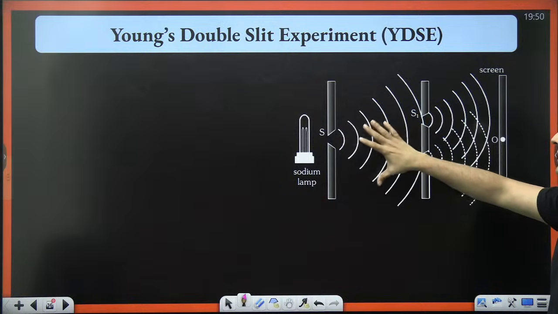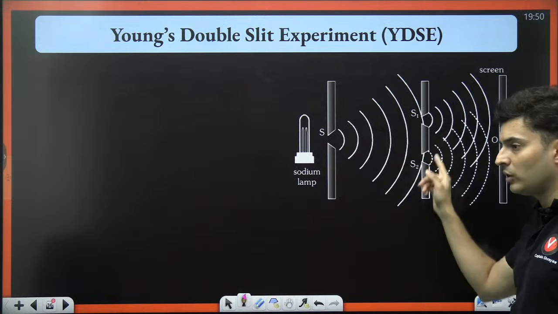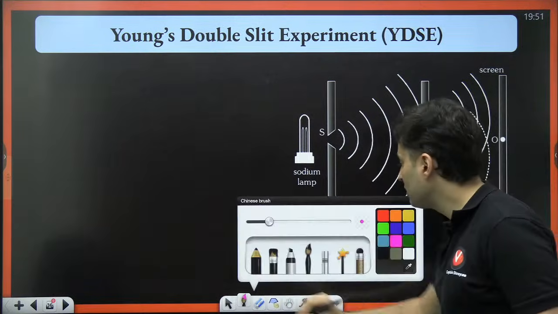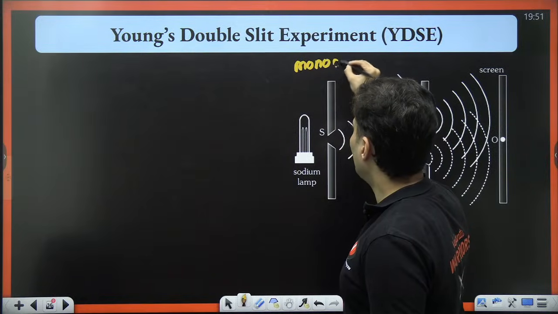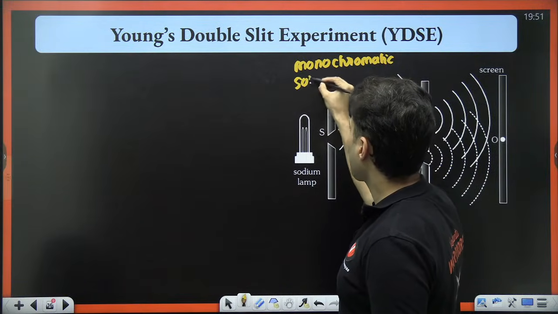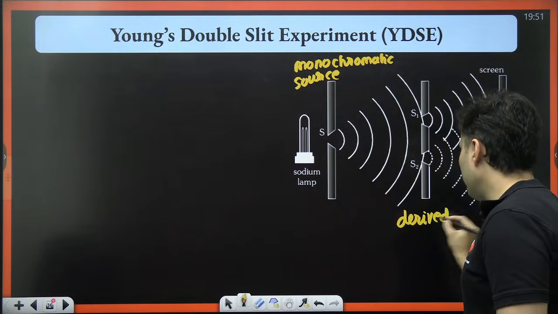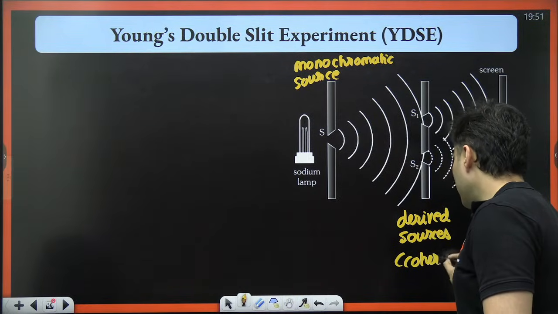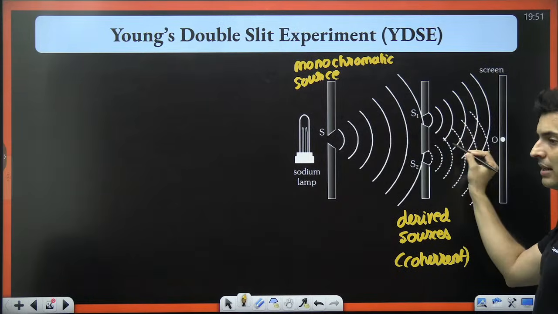Then you will see that these light waves will travel and hit an obstacle, but there are 2 openings in that obstacle. Those are the narrow slits S1, S2. But remember, this is your monochromatic light source. These slits are your derived sources. So that's the reason why they will be coherent in nature, and they will emit secondary wavefronts.